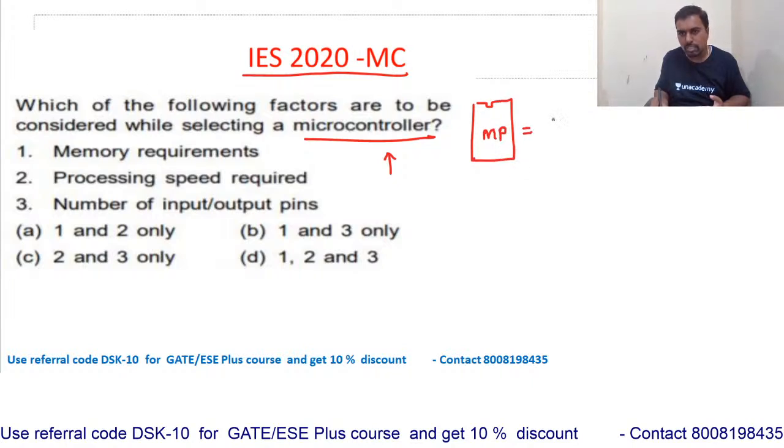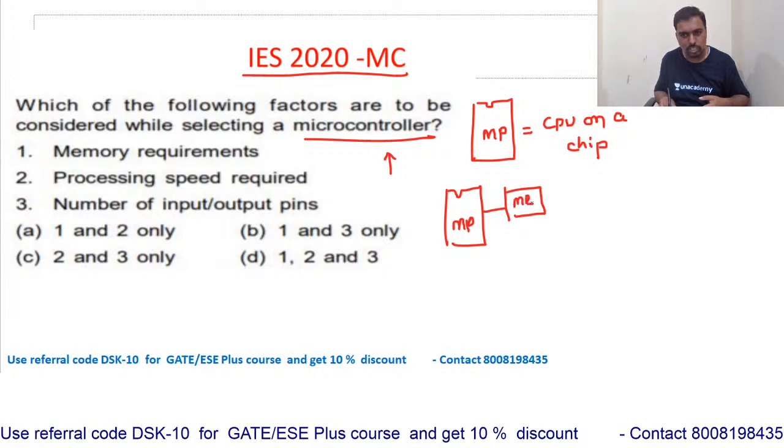Microprocessor means CPU on a chip. But a microprocessor cannot do anything on its own. It needs memory. A chip cannot do anything on its own. It requires a memory and it requires input output. When a microprocessor is connected with wires to external components, that is called a microcomputer.